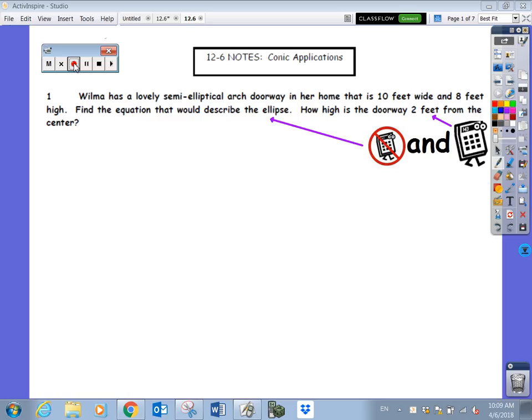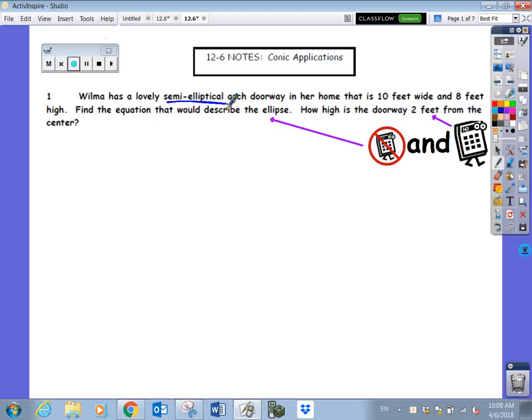It is important to read the problem and not make up your own conic. The problem will tell you what conic is involved. So this one's semi-elliptical. That's going to mean half of an ellipse, like a semicircle is half a circle. A semi-ellipse is going to be half an ellipse.